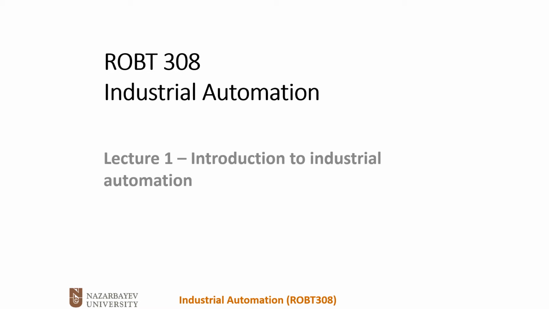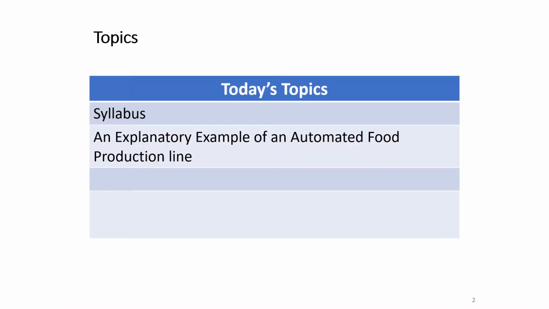Welcome to Industrial Automation course, ROBT308, Lecture 1, Introduction to Industrial Automation. Today's topic: syllabus, and an explanatory example of an automated food production line.